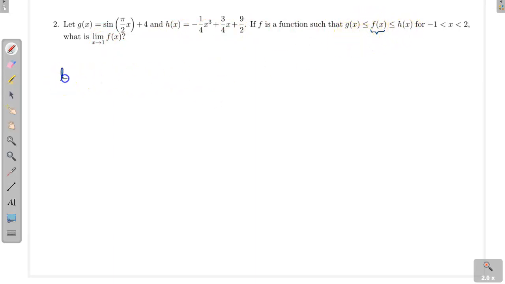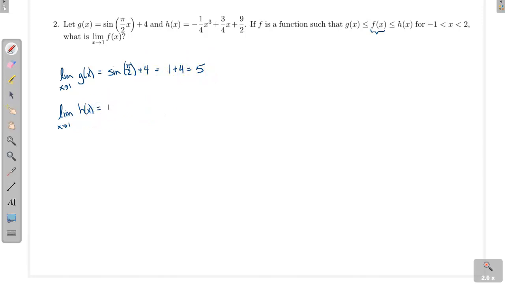So we have to check the limit as x approaches 1 of g of x, which is plugging in 1 for x. So that's going to be sine of pi over 2 plus 4. Sine of pi over 2, that's going straight up. That's when sine is 1. And I get 5. Now I also have to check the limit as x approaches 1 of h of x. And make sure you check both. I can't just say the answer is 5 because h has to be the same value.